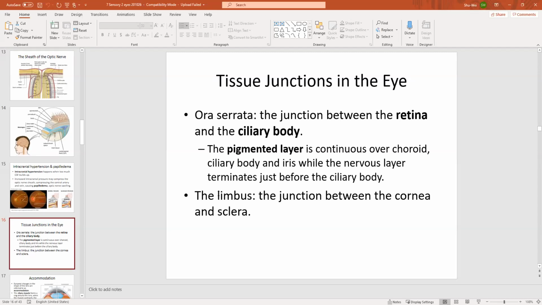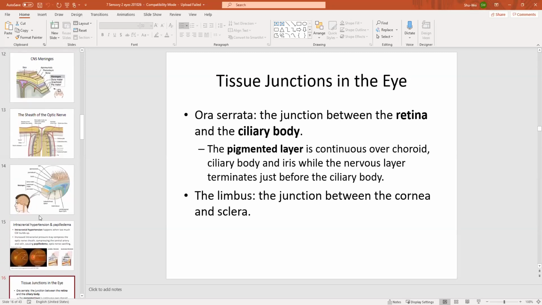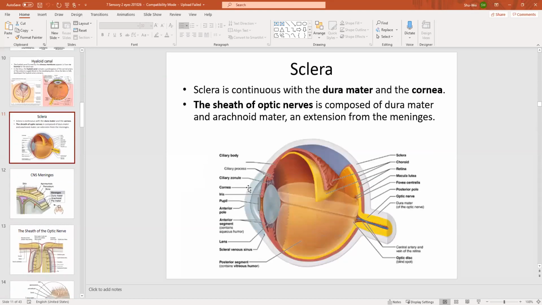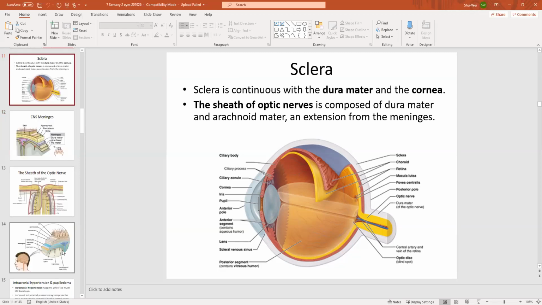And the other one is the limbus. The limbus is the junction between the cornea and the sclera. So this is the cornea, this is the sclera. It doesn't say here, but right very near is the canal of Schlemm. So it's right here. This is the junction. Here is the transparent cornea, and this is the opaque sclera. And the junction here is called the limbus. That could be an easy quiz question: the limbus is a junction of what and what? Or the ora serrata is a junction between what and what?